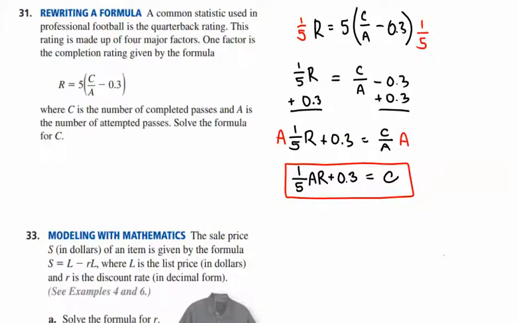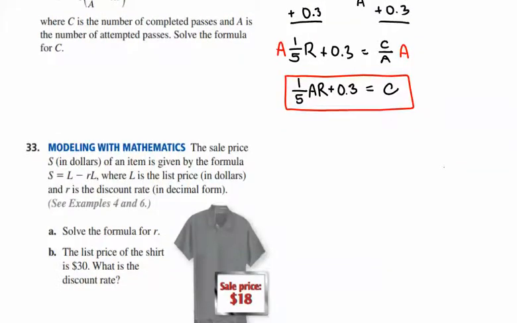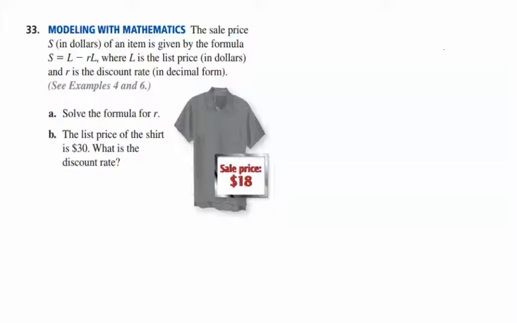All right, so with number 33, we have the sale price, S in dollars, of an item is given by the formula. The sale price is L, where L is the list price, minus the discount rate, R, times the list price. And we understand this. When they put it into a formula like that, it looks a little bit more complicated, but I'll give you a quick example of how that might look.